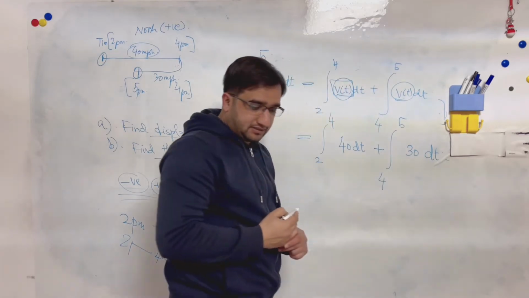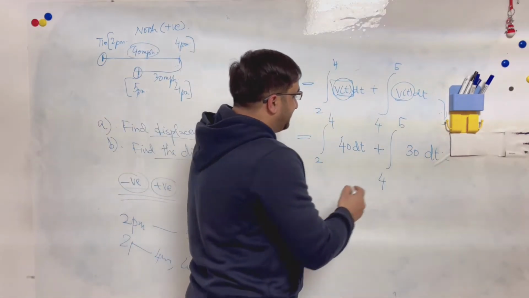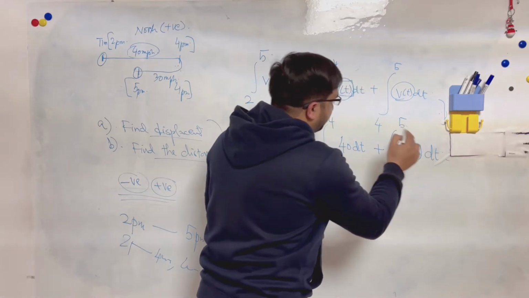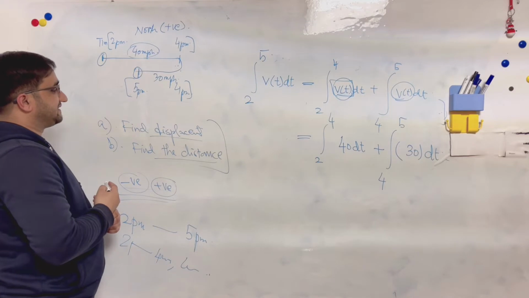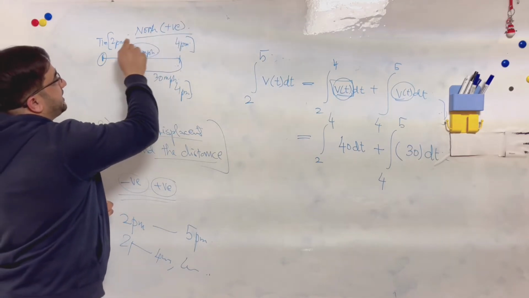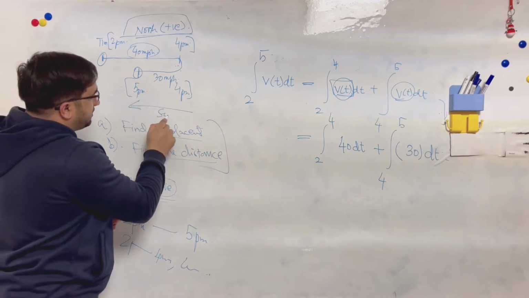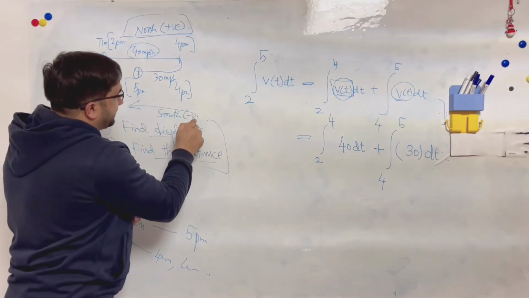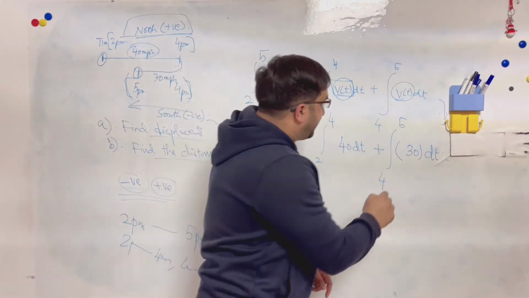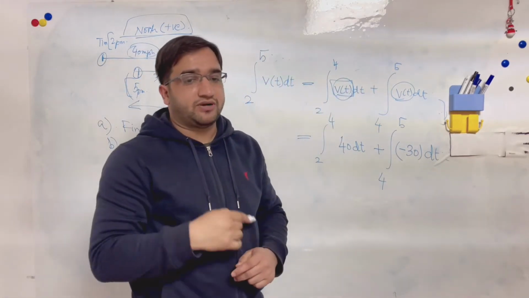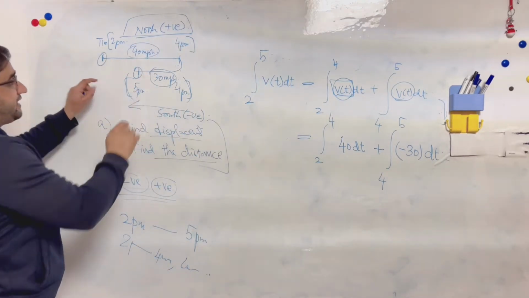what should be the symbol of 30? I told you when it is moving towards north, it is positive. When it is moving towards south, it is negative. So this 30 is negative. The integral will involve a negative. You have to involve it yourself. Here they didn't give you the negative; they just wrote the speed.